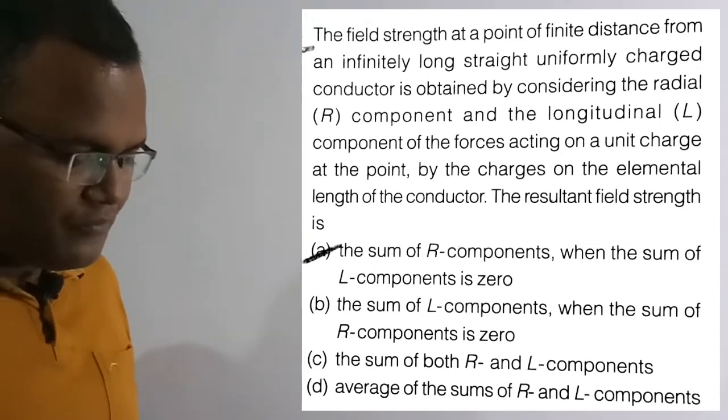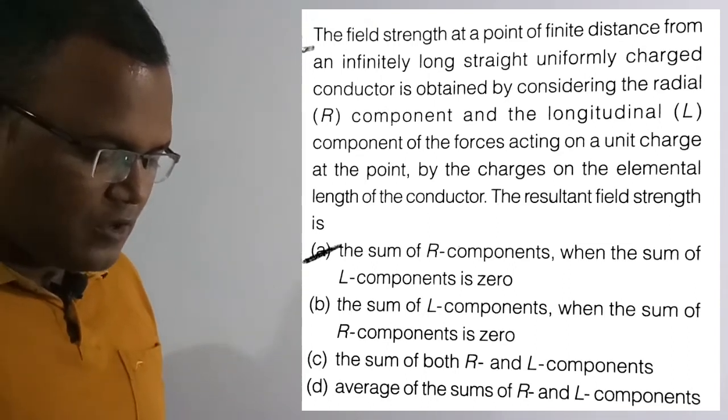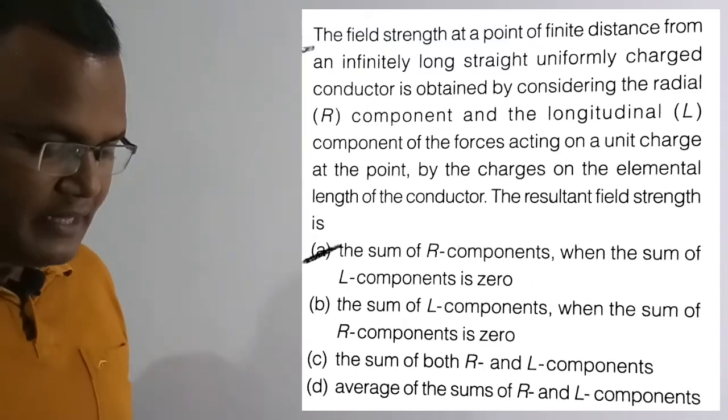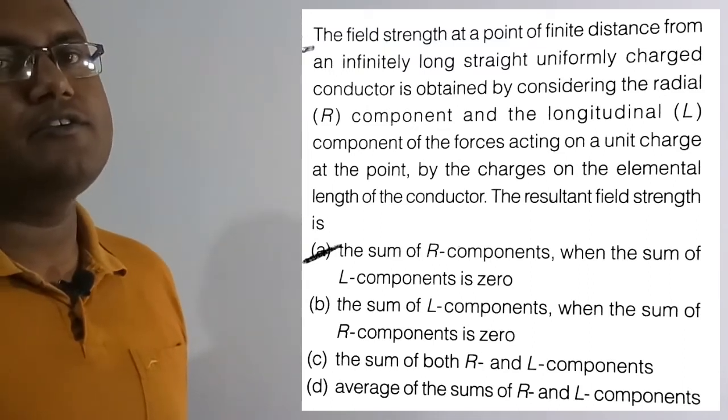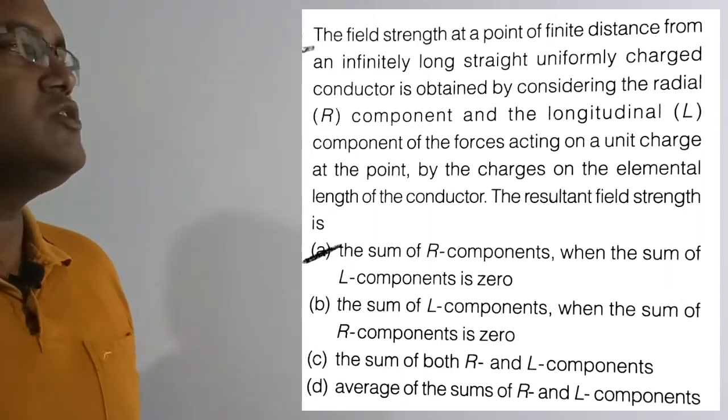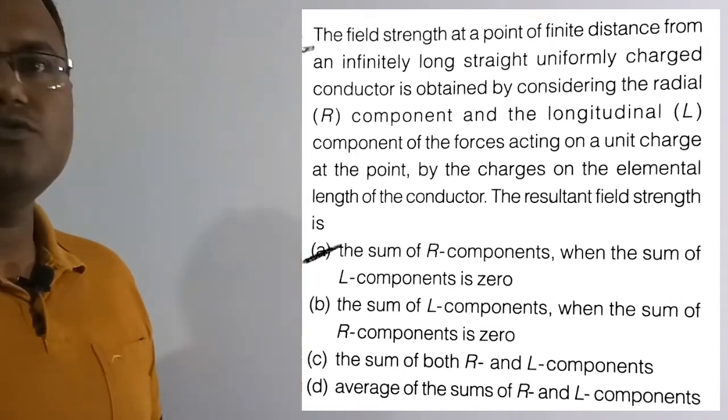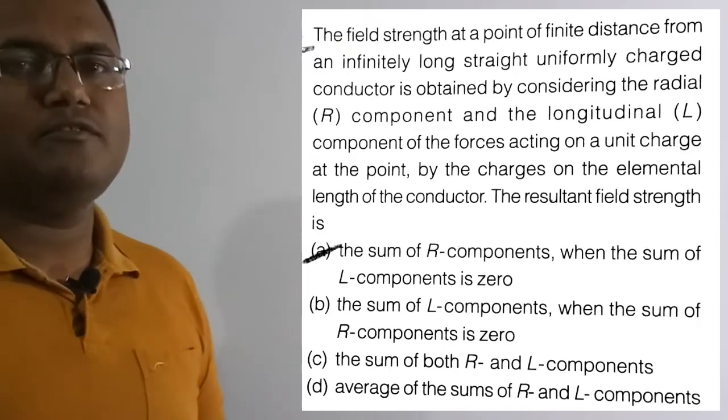Out of these four options, option A is the correct solution of this question, which is the sum of the R components, or the radial components, whereas the sum of the L components, or the longitudinal components, is 0. So now we'll discuss the solution of this question. Option A is the correct solution. So let's solve this numerical.